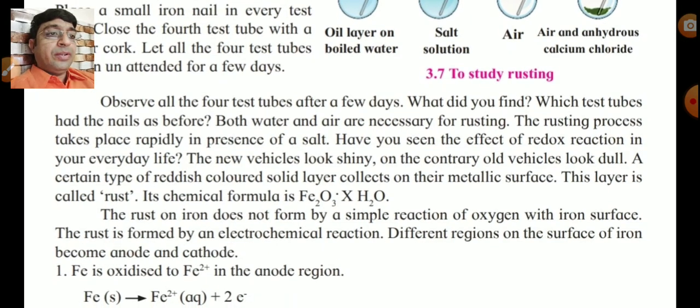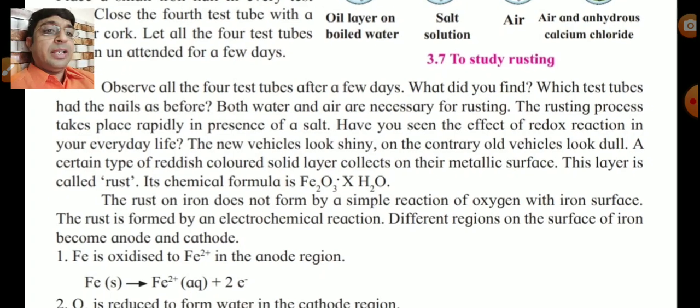What did you find? Which test tube had the nails as before? So underline some important points. Both water and air are necessary for rusting. The rusting process takes place rapidly in the presence of a salt. Underline this important sentence.